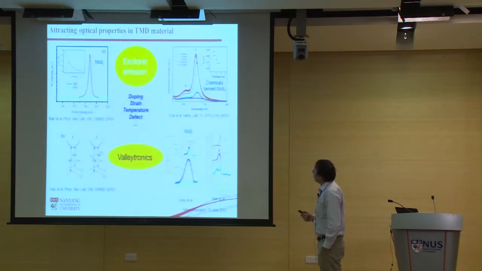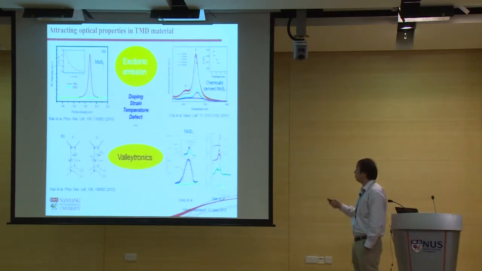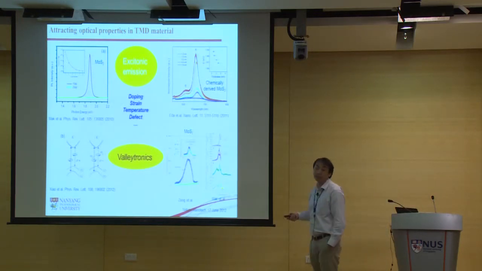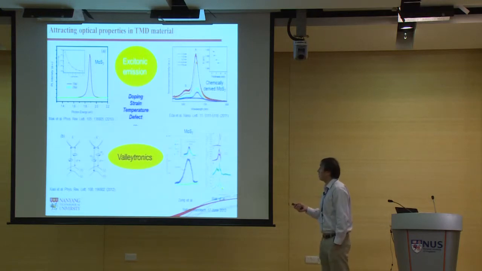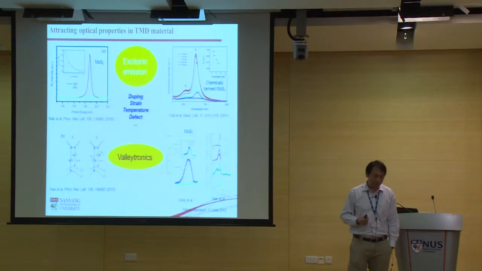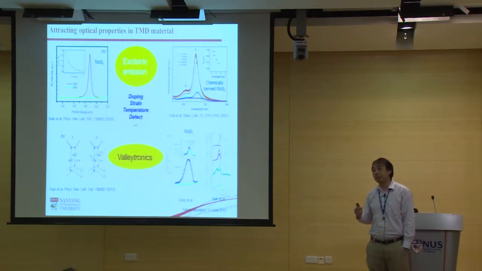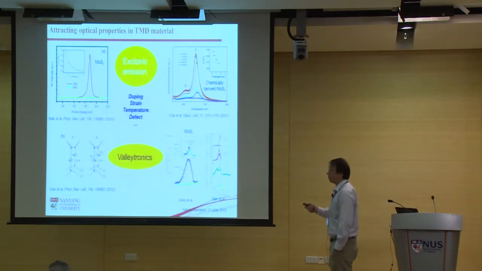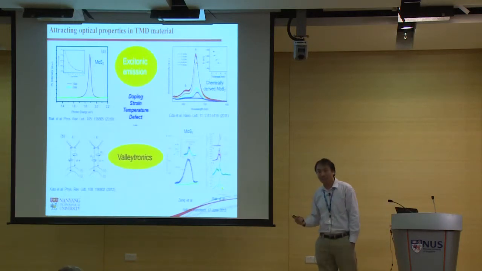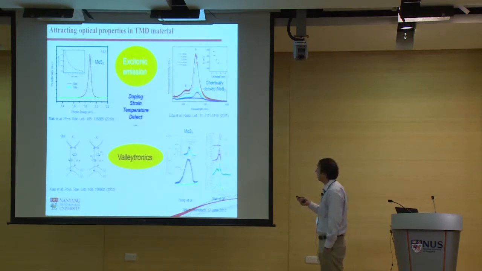Okay. To me, so far, there are two topics that are really interesting in the TMDs. The first one is excitonic emission. This is very interesting for the single layer TMDs, for example, molybdenum disulfide. We always see a very strong peak. The nature of this peak is an A-exciton, a trion, or a bi-exciton. It's kind of interesting.